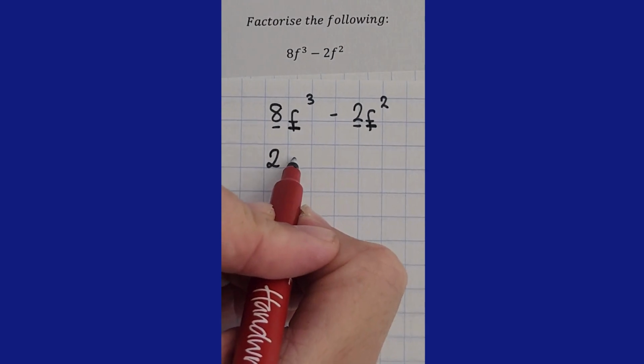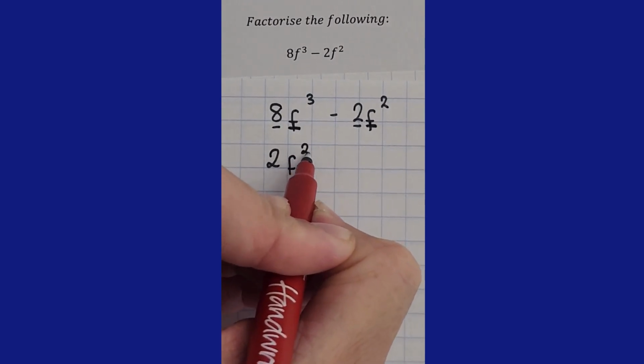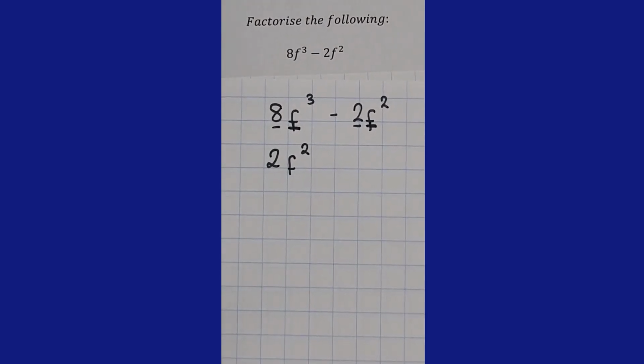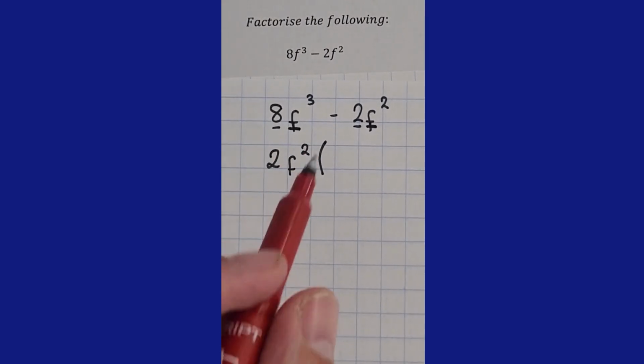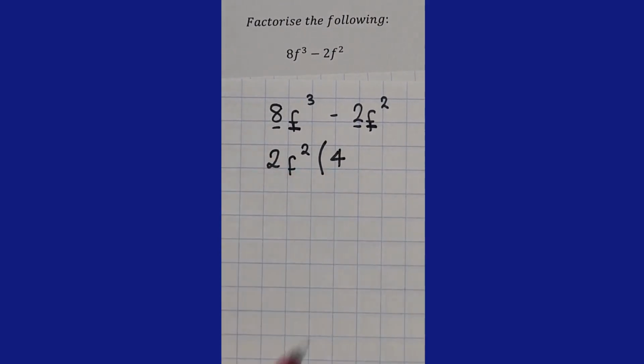So I can take out a common factor of f squared because both of them can contain at least f squared in them. There's just an additional f here. So then I can open my bracket. Well, I've already taken a common factor of 2. What do I multiply 2 by to get 8? Well, that's going to be 4.